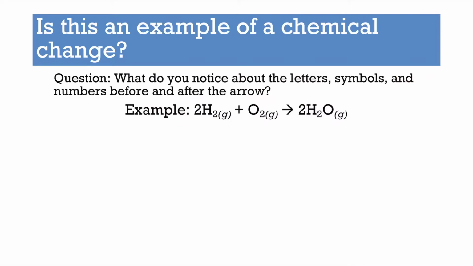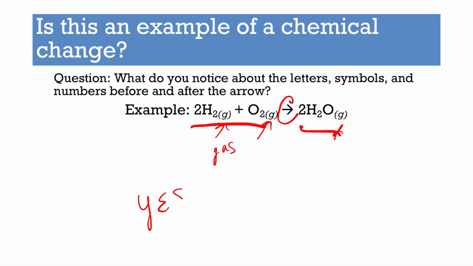Okay, and so last type of question here, is this a chemical change? Again, you should focus on the letters before the arrow. So here's the arrows. Look at the before and look at the after. Again, these little g's mean gas. So is this a chemical change? And hopefully you all said yes, because you're starting and ending with different compounds.